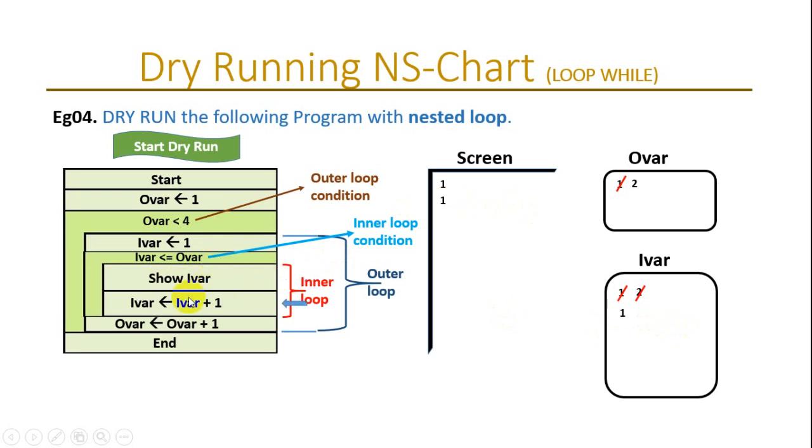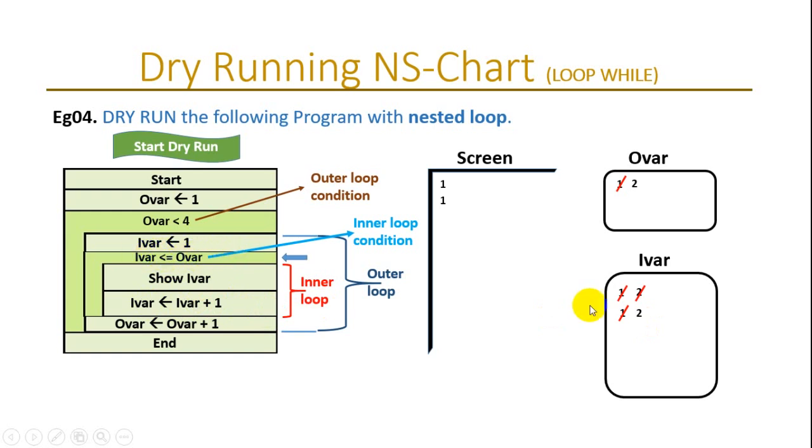Then you go to the next line. Increment IVAR by 1. Currently IVAR is 1. 1 plus 1 is 2. 2 you write back into IVAR. So this goes off and it becomes 2, right? So we are in the last line of the inner loop, and then you go back to the condition checking of the loop.